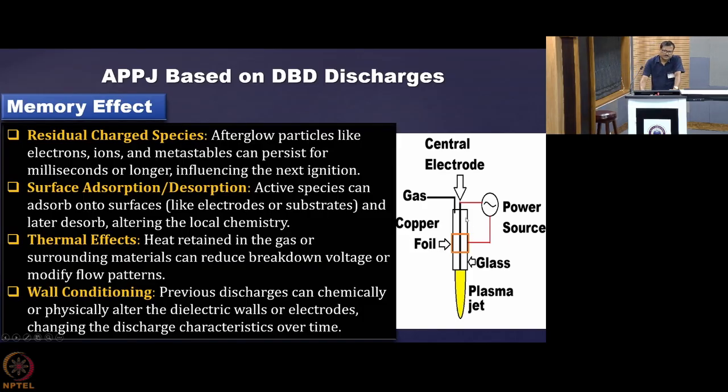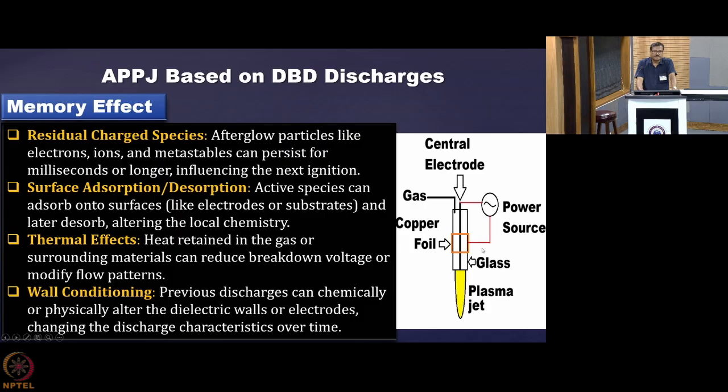They are very simple. You take a glass tube, you put a central electrode over here and wrap a conducting foil, say copper foil, and then you connect an AC power source. So this also can be in the kilohertz or you can say megahertz range. There is no problem. Then what you get actually is a memory effect because of the dielectric that is in between this outer electrode and the central electrode. Here it is glass that is serving as that. So afterglow particles like electrons, ions, metastables can persist for milliseconds or longer, influencing the next ignition.